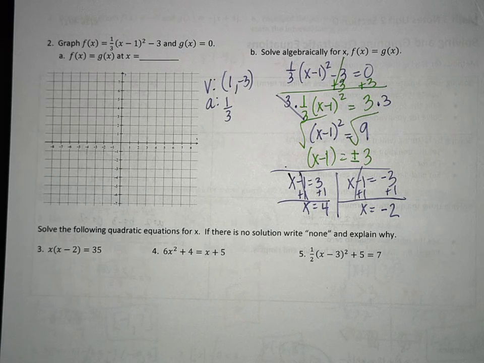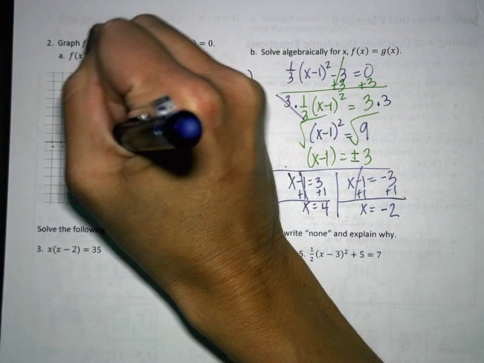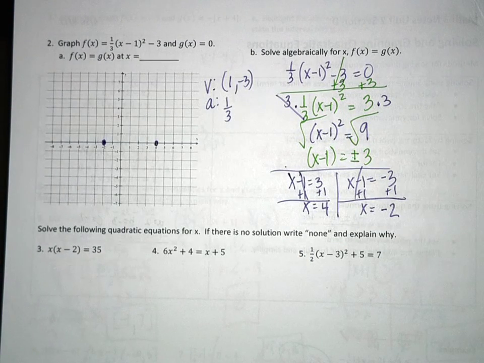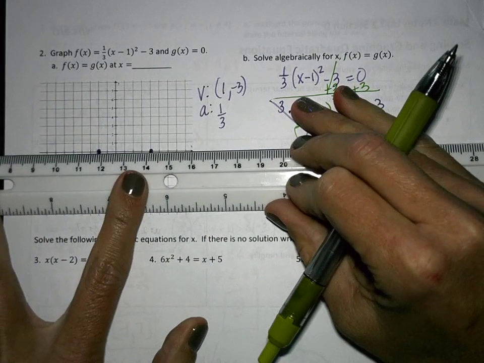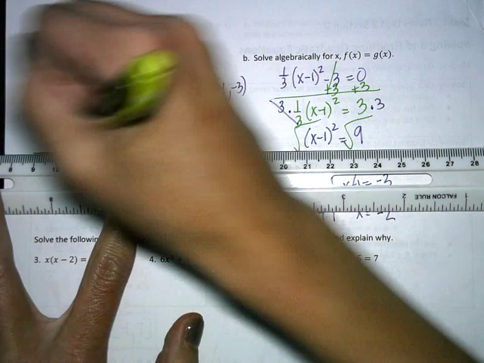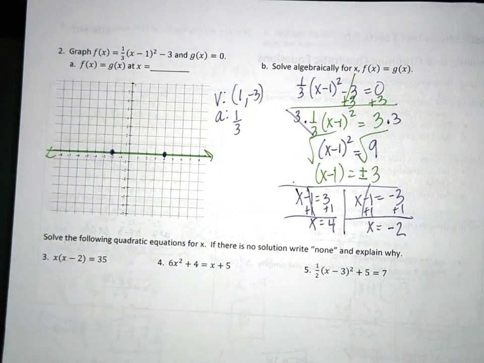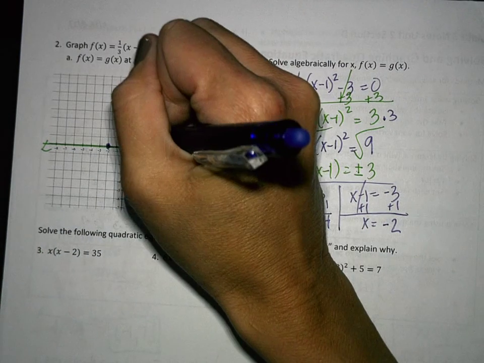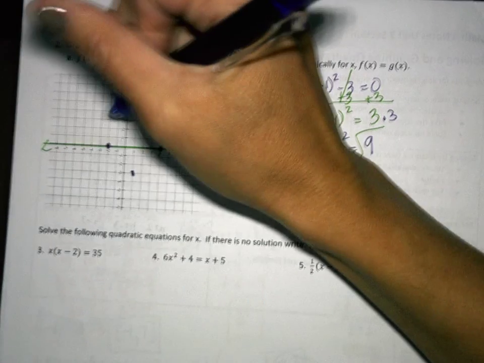So in fact, if you wanted to, we know that we could end up putting a point at 4 and a point at negative 2 because we know that's where it's going to end up crossing the x-axis. I'm going to draw my line for g of x equals 0. And then we can also plot our point at 1, negative 3. And then you can draw your parabola.